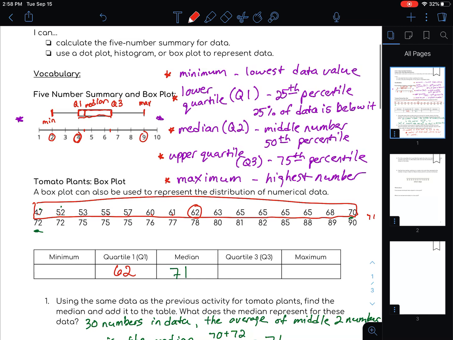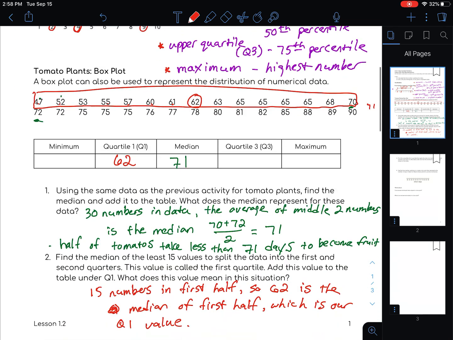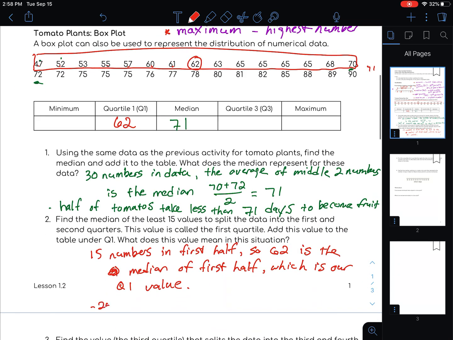And remember, Q1 was our lower quartile, which means 25% of the data was below it. So 25% of the tomato plants take less than 62 days to produce a tomato.